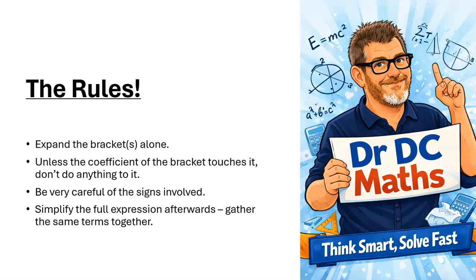Be careful what you gather together. That last one demonstrated that things such as x squareds, x cubes, and x's, whilst the same base letter might be there, they're not the same, so they can't be gathered together. Be very, very careful of that one. Remember all these rules and the examples, and you'll be fine. Just remember, think smart, solve fast.